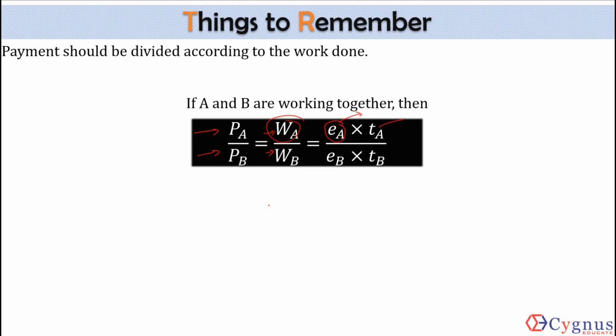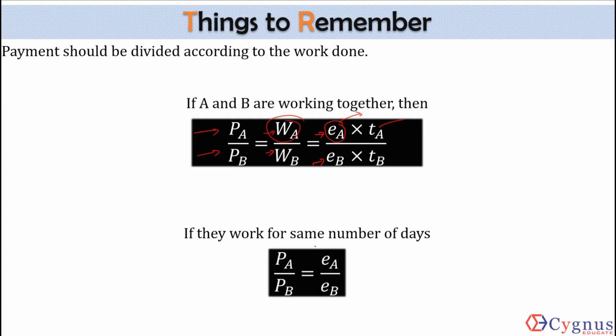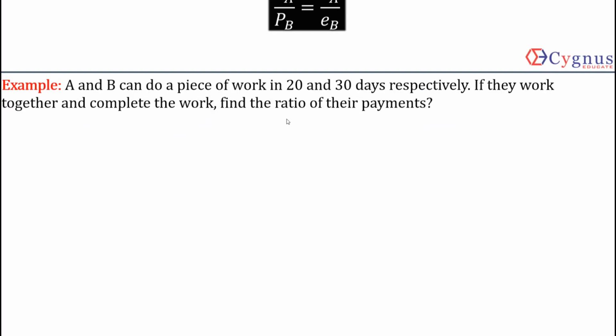What if their working days are the same? I mean to say TA and TB are the same. If they work for the same number of days, then the payment should ideally be distributed in the ratio of their efficiencies. So can I say PA by PB, payment received by A and payment received by B, must be equal to efficiency of A by efficiency of B. Now let's try to apply this concept in a few questions.